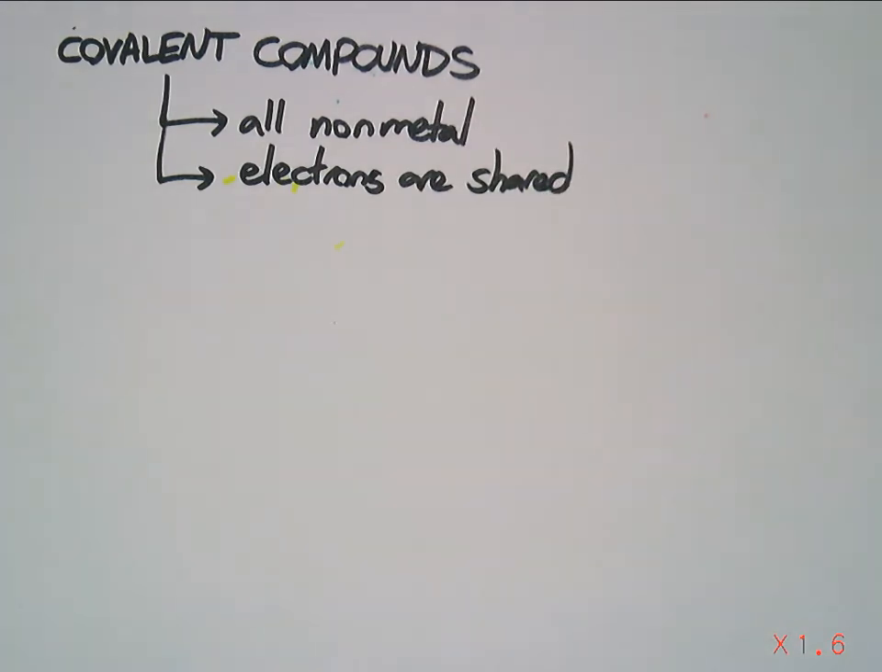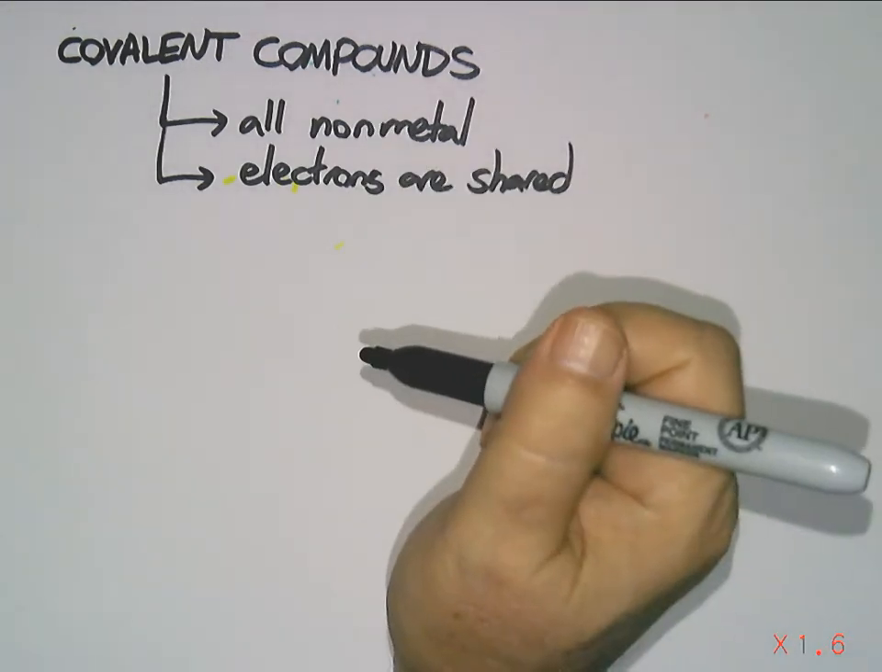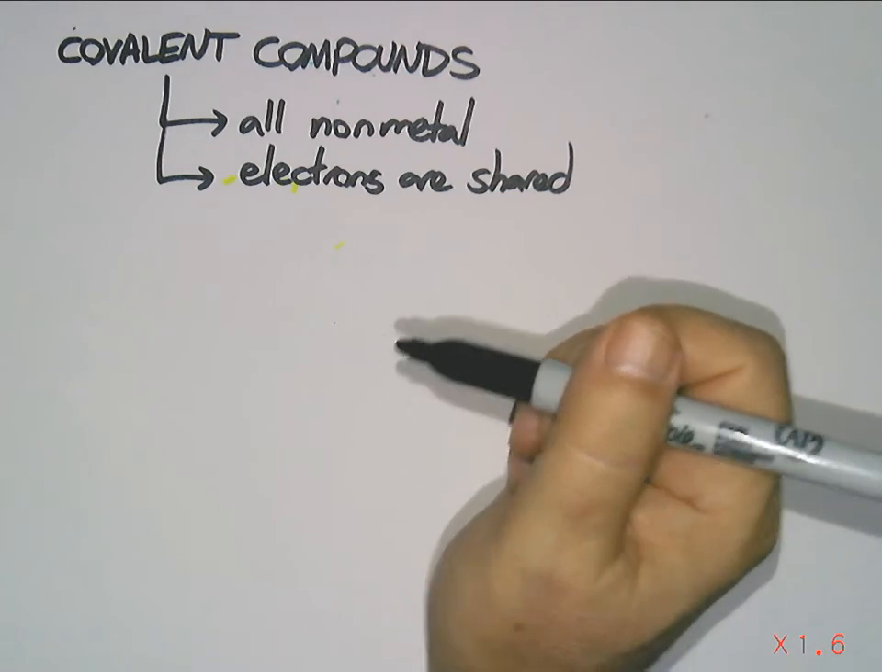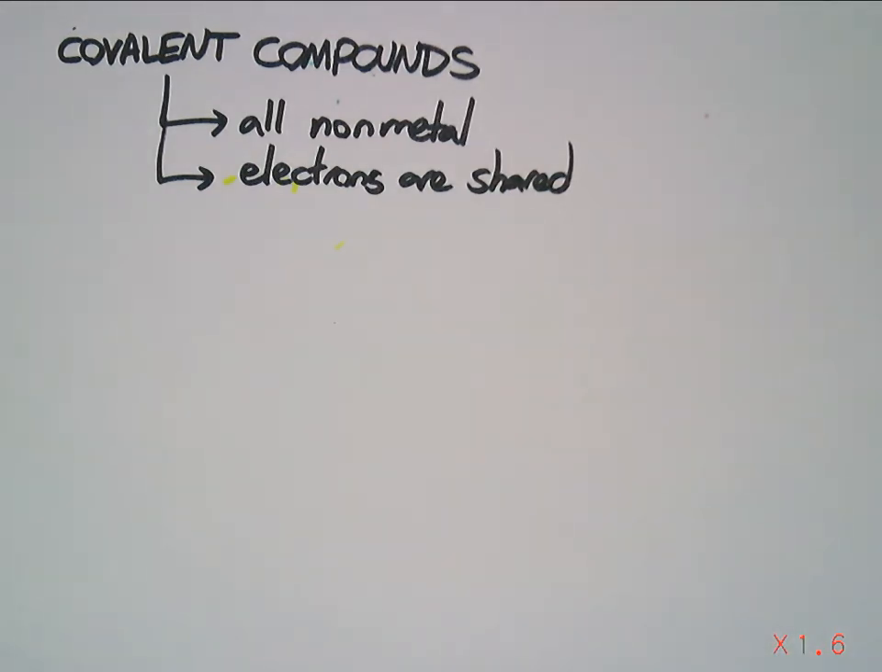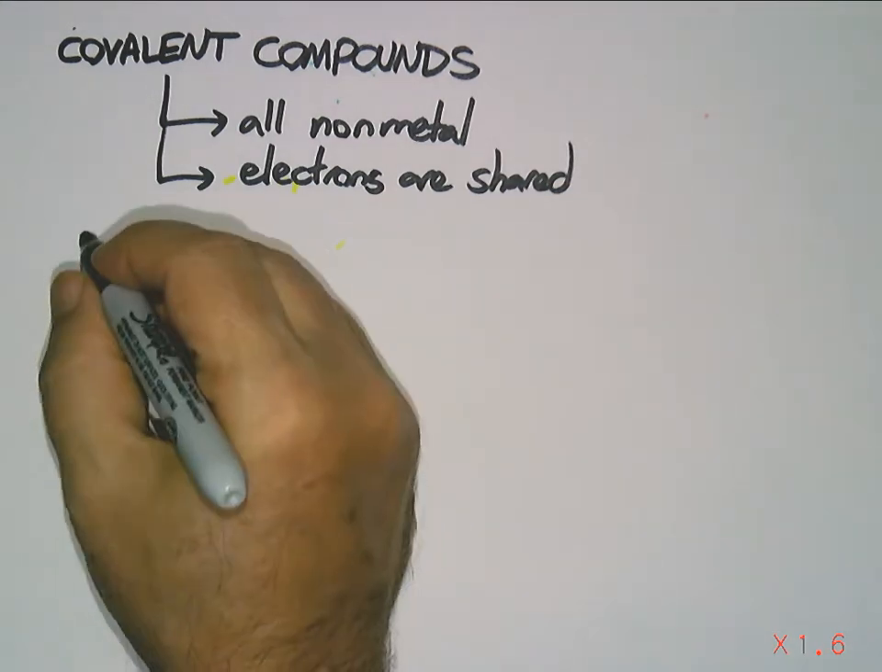So ionic compounds did what they did because the atoms wanted to have the nearest noble gas configuration. They would gain or lose electrons to get the nearest noble gas configuration. In a covalent compound, it's going to share electrons until it gets the nearest noble gas configuration. To see how this works, let's look at hydrogen.